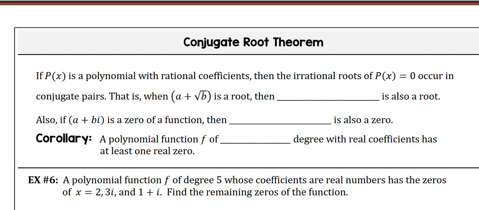The next little piece is we're going to talk about the conjugate root theorem. So when we have a function, and if that function is a polynomial with rational coefficients, meaning no imaginary numbers, no pi, square roots of 2, then the irrational roots of p of x equals 0 occur in conjugate pairs. That is when a plus square root of b is a root, then a minus square root of b is also a root. So they have to join in pairs.